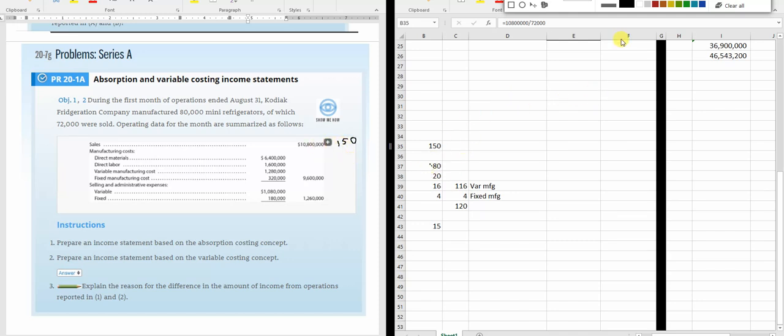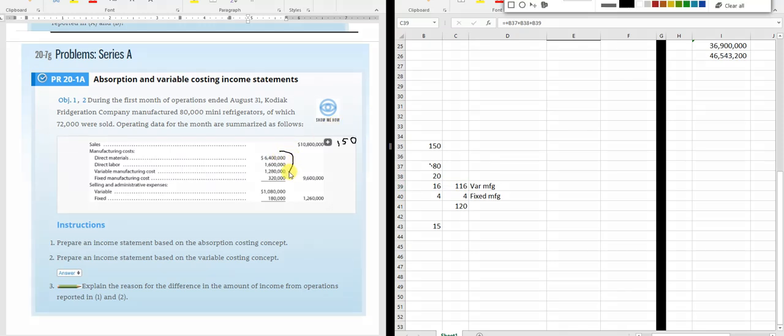Then I'm going to go down to this one, and you can see that I've got my 6,400,000 divided by, this is manufacturing costs, so I'm going to divide it by the 80,000 manufactured. So I have 6,400,000 divided by 80,000. Gives me 80, 1.6 million here. This divided by the 80,000 manufactured is 20. 1.28 divided by the 80,000 manufactured is 16. So I add up these three and I get 116 variable manufacturing costs.